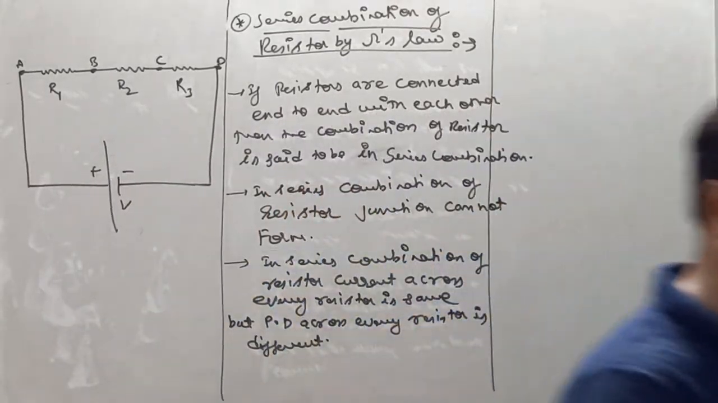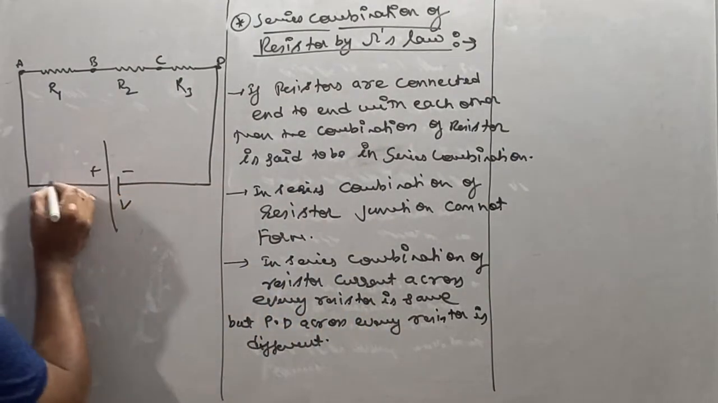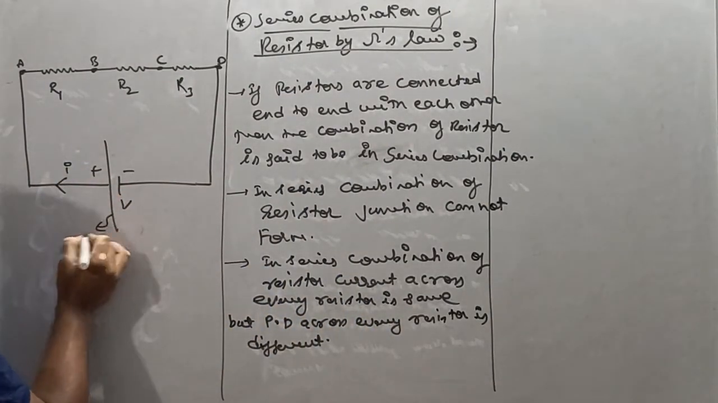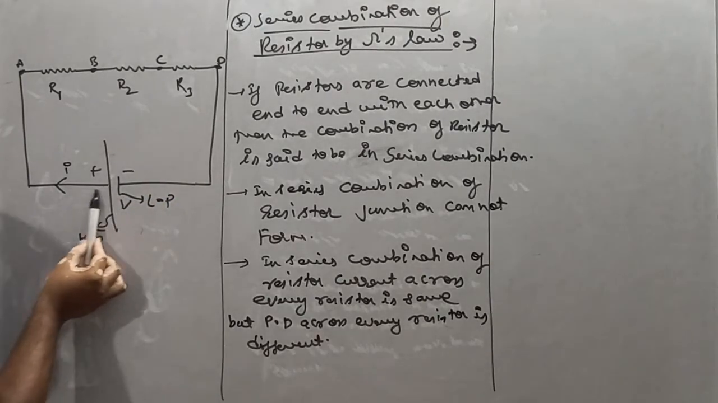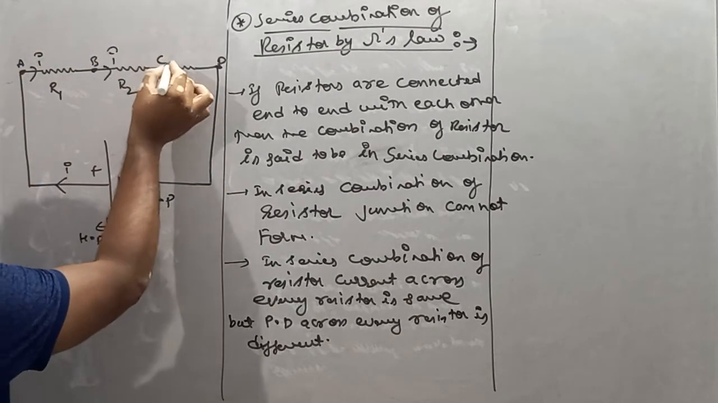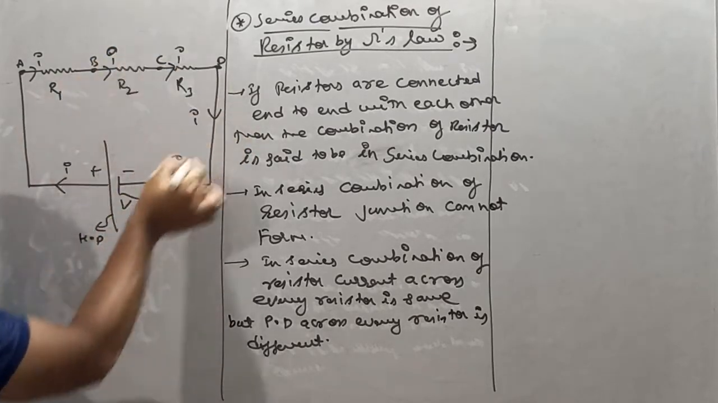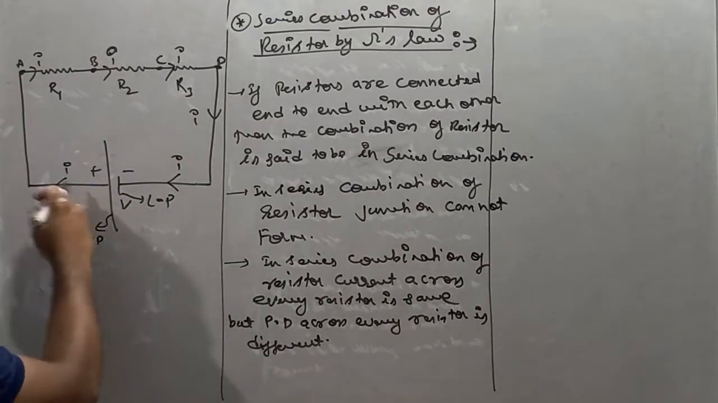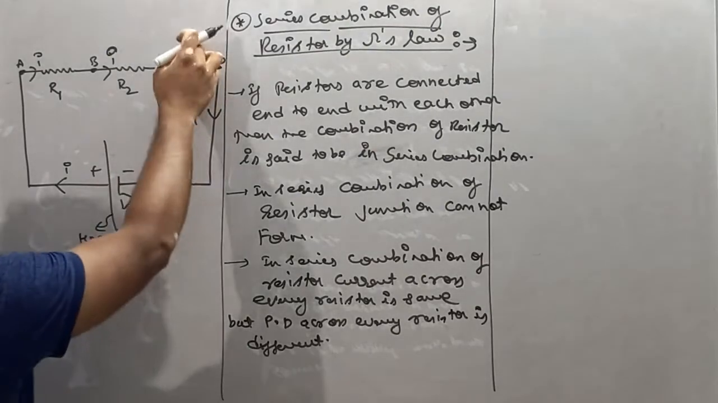So remember, my dear friends, in series combination, current across every resistor is the same, but potential difference across every resistor is different. So see, if current is coming from this side, as we know that current always flows from higher potential to lower potential. So check it out, current is going like this. The amount of current coming out from the battery is always equal to the amount of current going towards the battery. So input current is always equal to output current in case of a battery. Now see, R1 carries current I, R2 carries current I, R3 carries again current I.